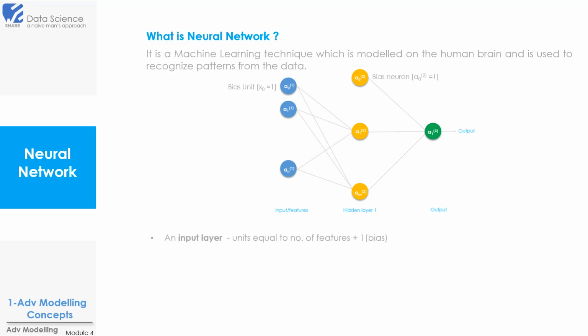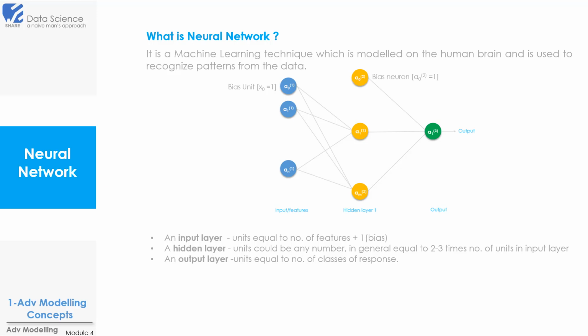It has an input layer which is equal to the number of features plus one bias unit. Then we have a hidden layer. The hidden layers could be any number. In general, it is 2 to 3 times the number of units in the input layer. So the hidden layer is the layer where all the calculations are performed to give the output. Then the last layer is our output layer, and the units in the output layer will be equal to the number of classes of the response variable.